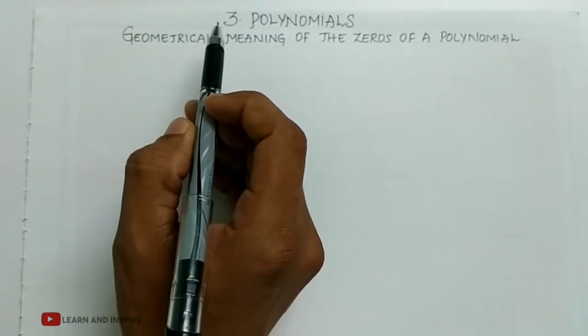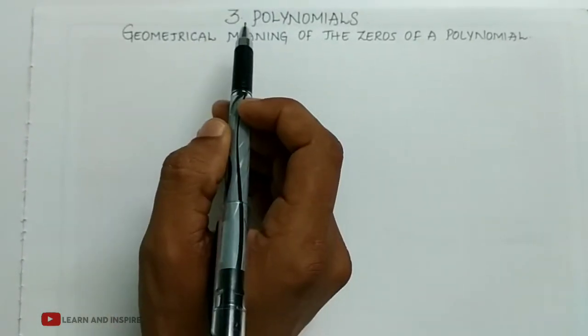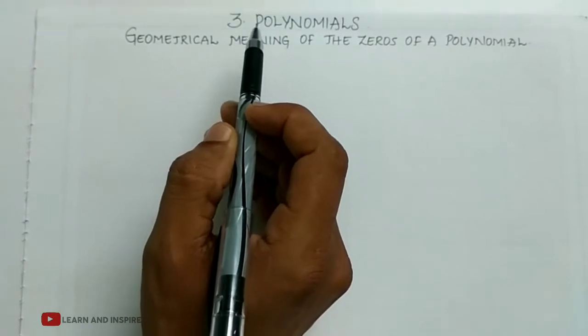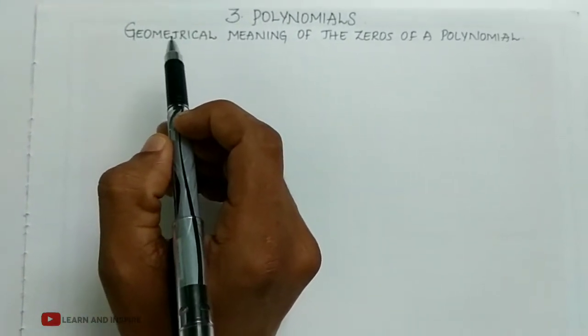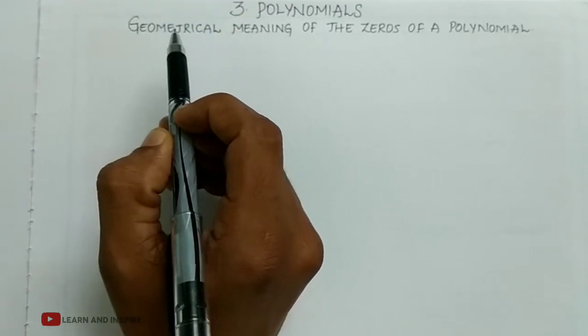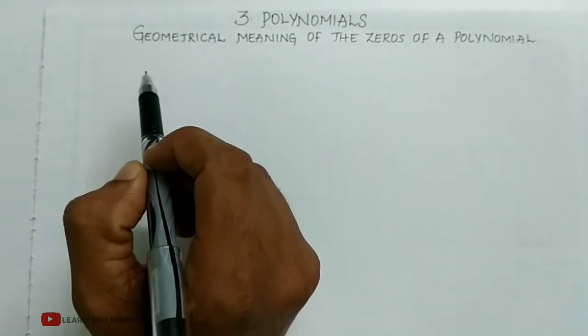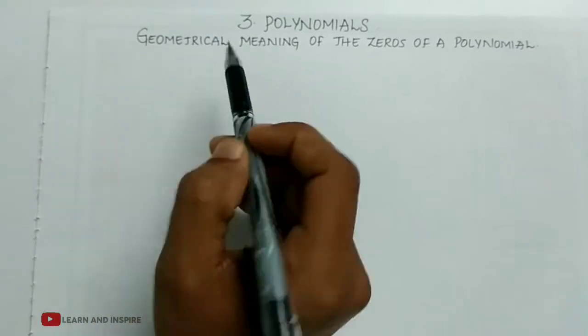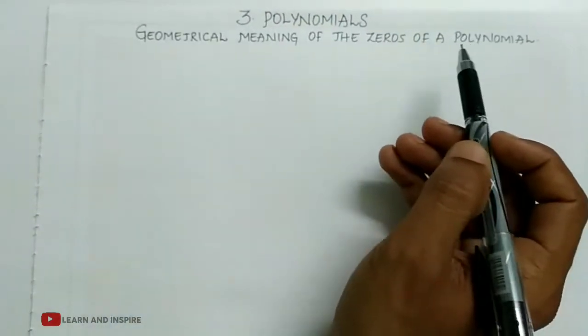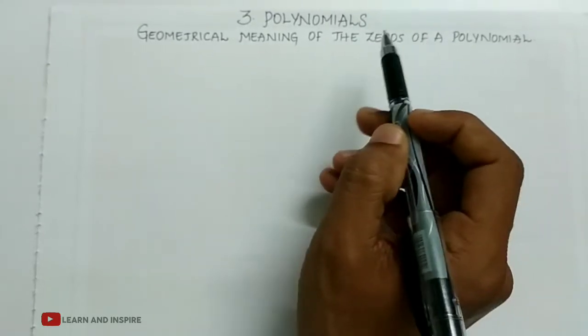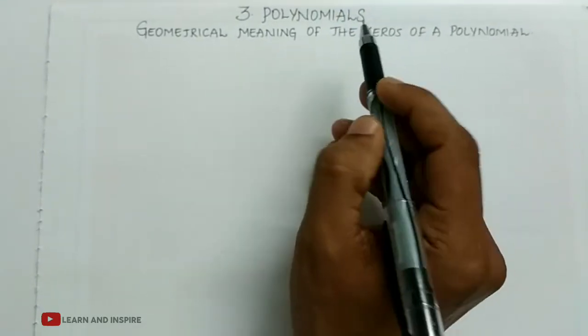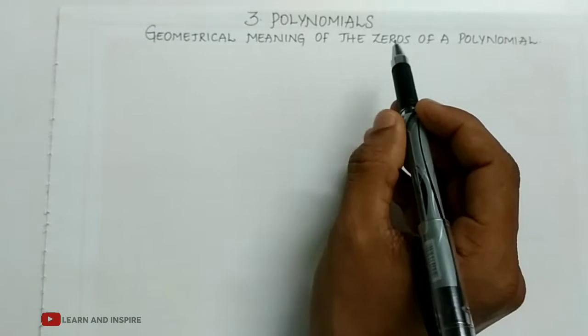So in this video we shall discuss class 10 chapter 3 polynomials. In the previous class we discussed a few problems of exercise 3.1, and now in this video we discuss the geometrical meaning of zeros of a polynomial. So what is the meaning of zeros of a polynomial? As we have discussed in the introduction, what is a zero of the polynomial?